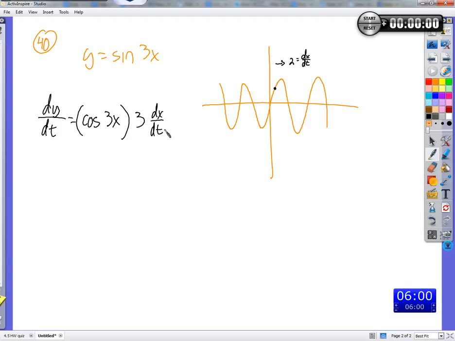So now what would we do? Well, for dx/dt, we could plug in. Yeah, we got dx/dt is 2. We got x is, does it tell us? Pi over 11. So cosine of 3 pi over 11 times 3 times 2. So calculator. Set it in radian mode. Cosine of 3 pi over 11 times 3 times 2. Bob's your uncle.